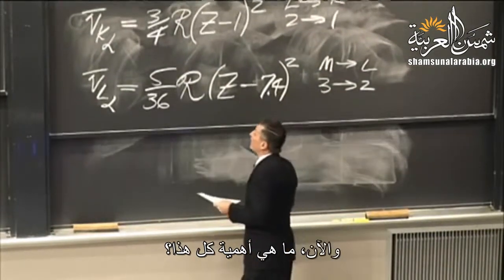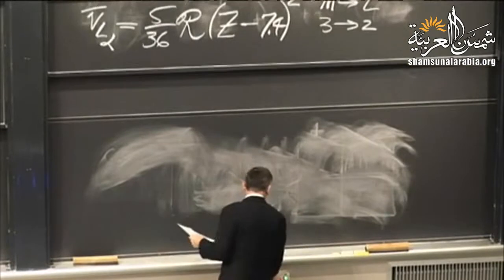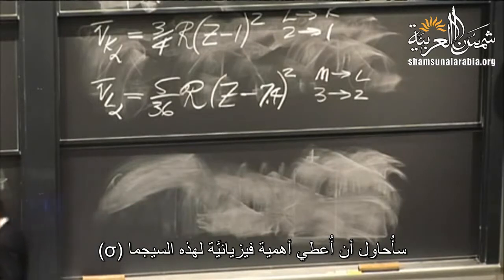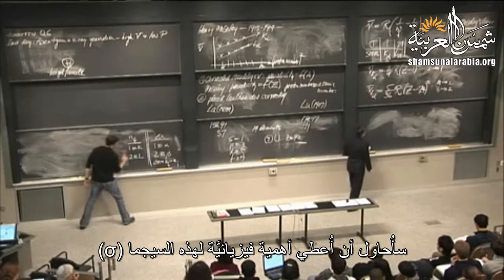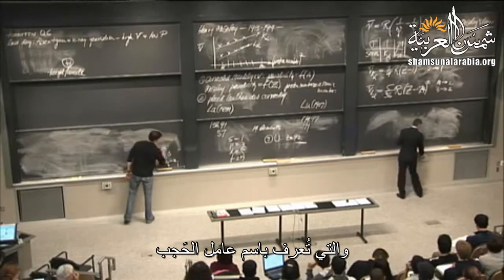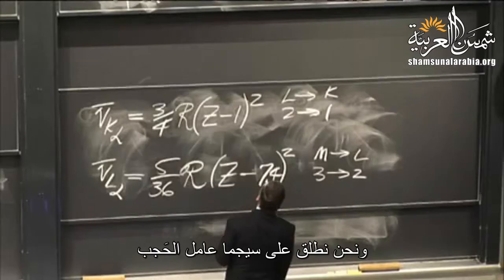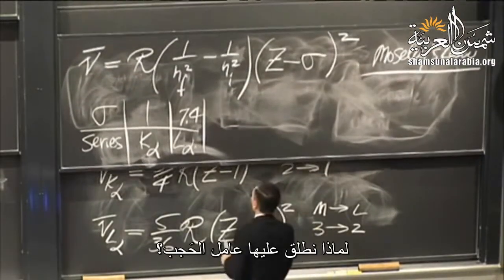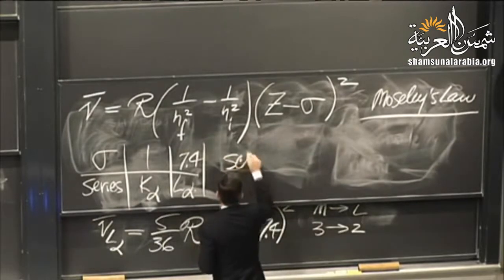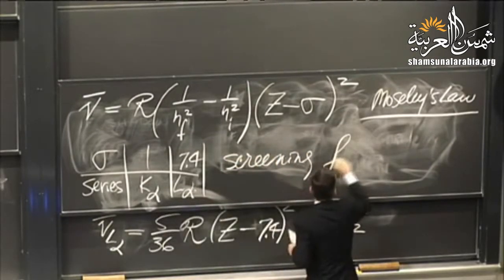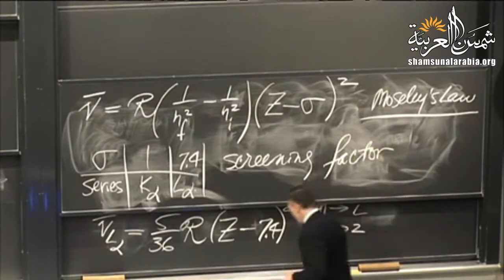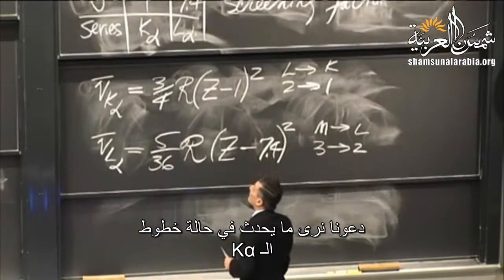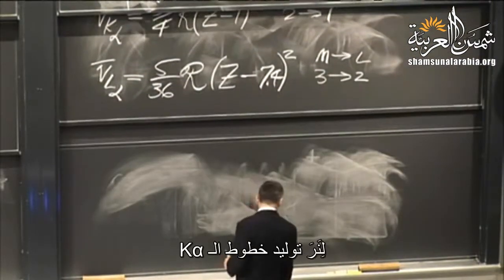And now, what's the significance of all of this? I try to give a physical significance of this sigma, which is known as the screening factor. We're going to call sigma here the screening factor, and you'll see why in a second. Why are we calling it the screening factor? So let's consider what's happening in the case of the K alpha lines. Let's look at K alpha generation.